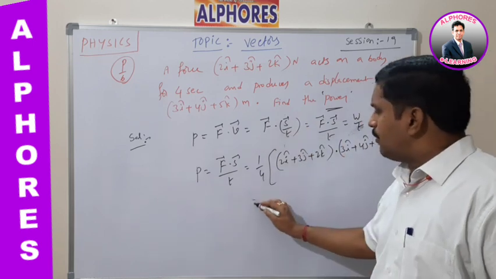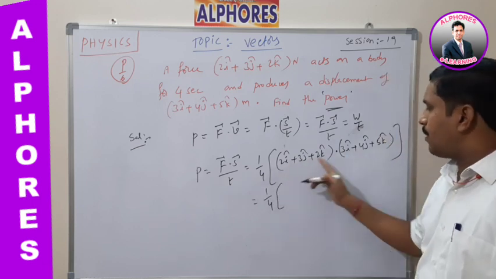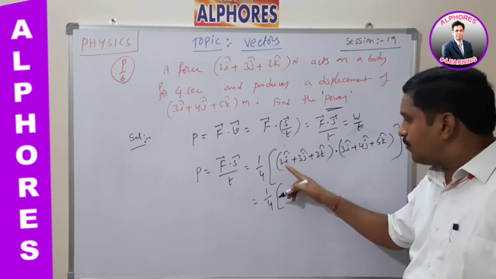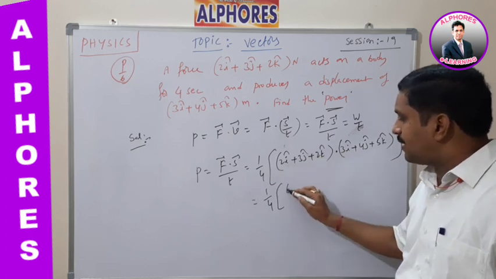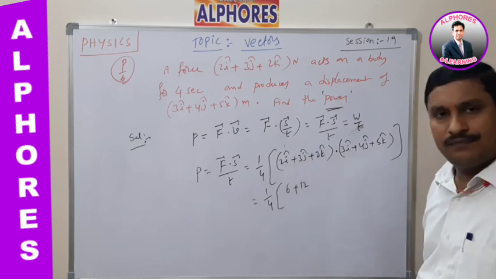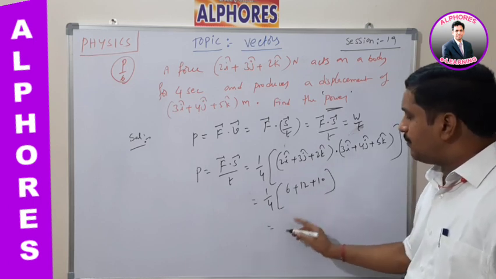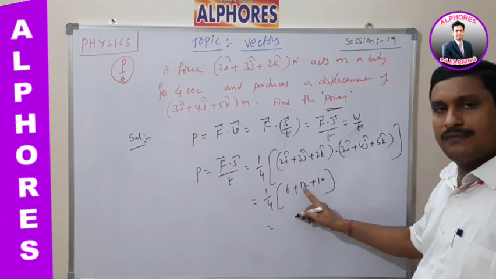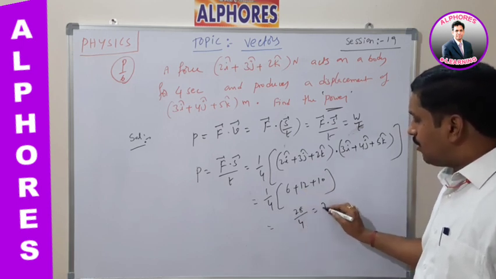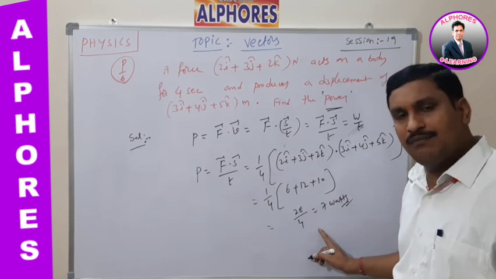Okay, no problem. Whichever way you take it, that means 1 by 4 into the dot product of F bar dot S bar. Here 2i cap dot 3i cap: like vectors' dot product, we multiply the coefficients of these like vectors. The first term is 6, 2 into 3, the next term is 3 into 4, which is 12, and then 2 into 5, 10. So 6 plus 12 is 18, 18 plus 10 is 28. Here 28 by 4 is equal to 7 watts. That means the power is measured in watts, meaning joule per second.